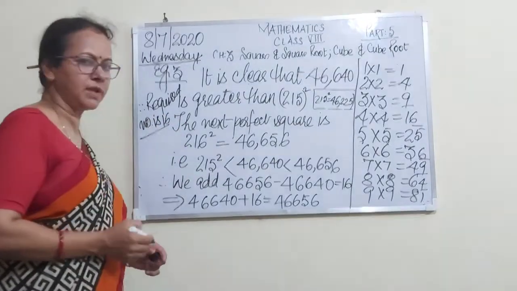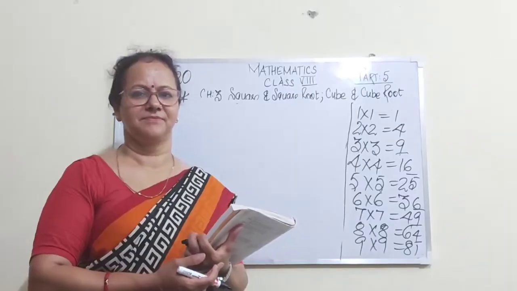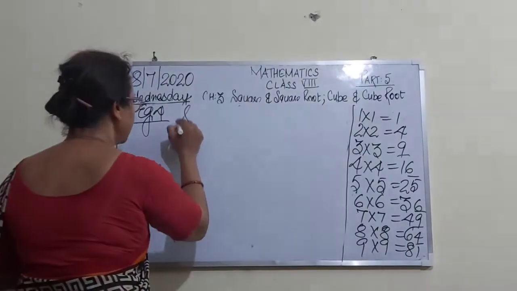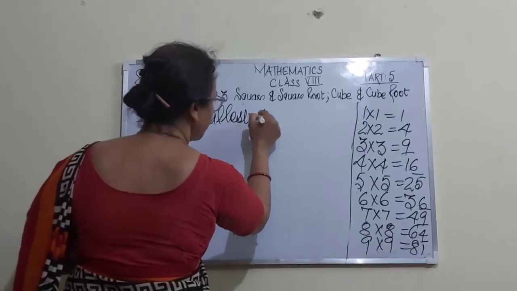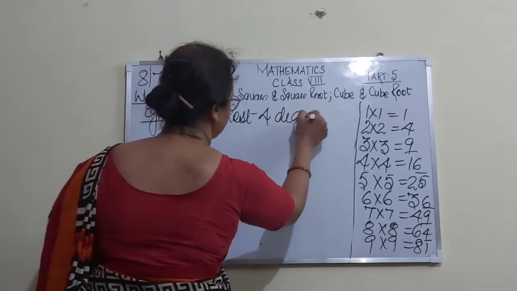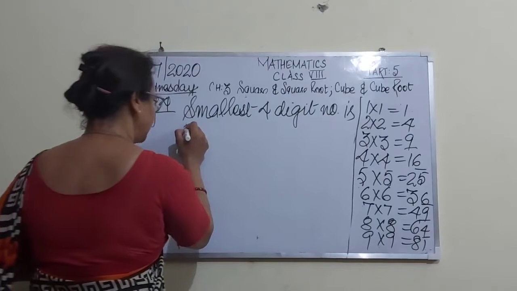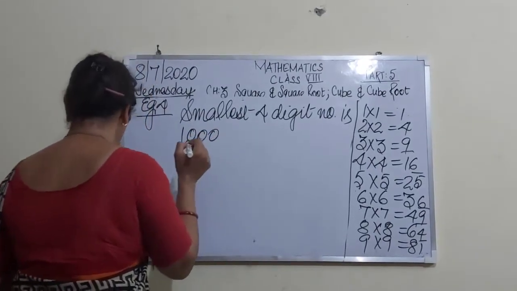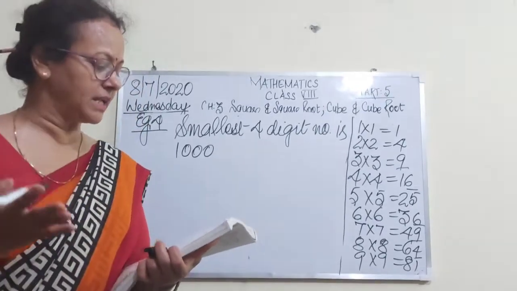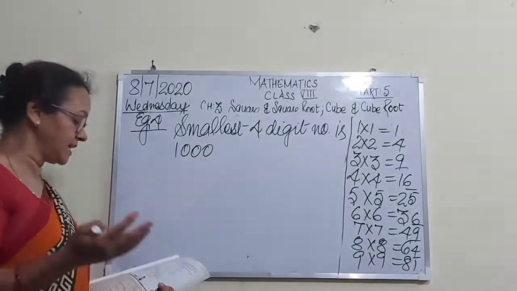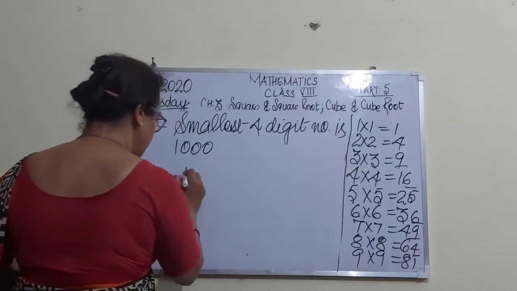Note it down, students. More clear with the exercise question. The smallest 4-digit number is, what will it be, 1000. That's right. Now we have 1000 and I want to make it a perfect square. Find the least 4-digit number that is a perfect square. But we have to do the long division.